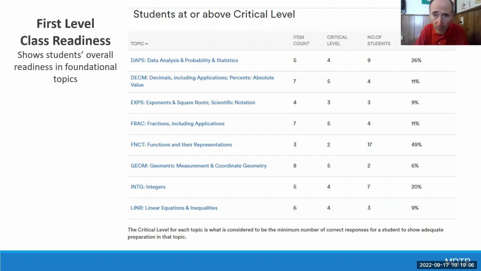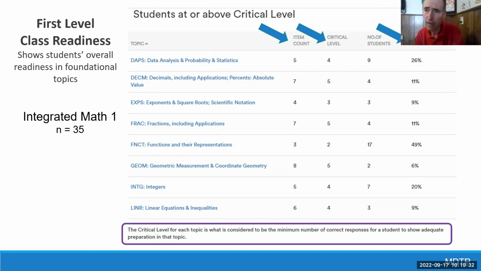And then it tells you how many questions there are in the test for each of those topics and what the critical level is for that topic. The critical level is what we consider to be the minimum correct score on the topic, to show that the students are well prepared in that topic to be successful, in this case, in Algebra 1 or Integrated 1, okay? So that's the critical level. And then it tells you, both by number of students and as a percent of the class, how many students scored at or above that critical level, all right?